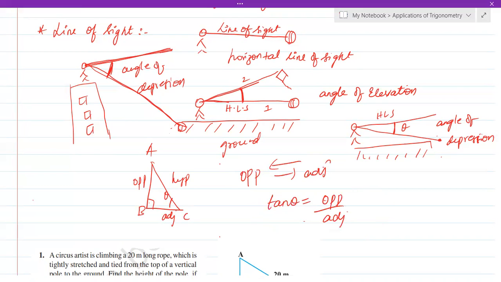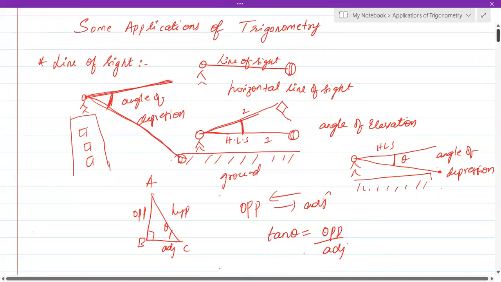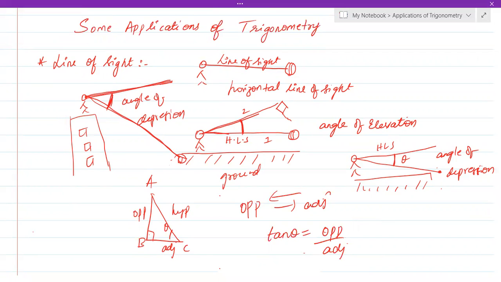Okay. So in this video, we have learned what is line of sight. Line of sight is simply the imaginary line drawn from the eye of the person to the object that he is watching. If it is parallel to the ground, we call it the horizontal line of sight. And if a person is watching above something, then the angle of elevation is formed. If he is watching something below, then the angle of depression is formed.